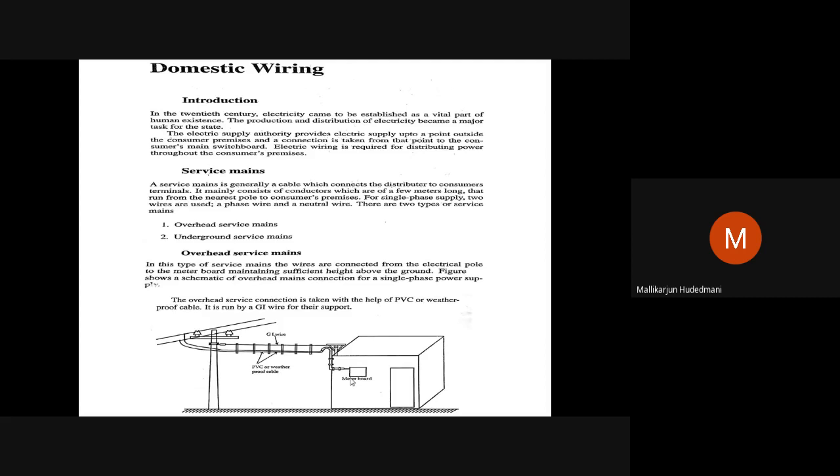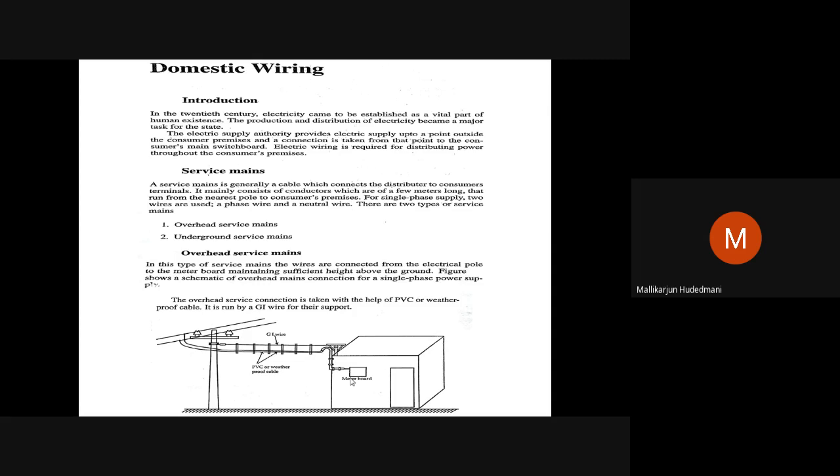The conductor is visible to the bare eye, and it is open to mechanical intervention. So this is the cheapest way of drawing the supply from the supplier board, which often requires replacement in due course of time. This is the easiest way. This is called overhead service mains.